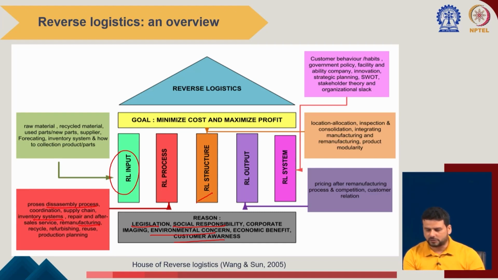Reverse logistics structure: you need to develop again the complete structure, the reverse supply chain, where you will set up your location, and then inspection and consolidation center. You need to integrate your manufacturing units as well, who will be recovering the value of those products and then assembling the final products again, right. So we will ensure the remanufacturing of those products. So this is the reverse logistics structure. Reverse logistics output: you need to price those after remanufacturing, and you need to set up the relationship with the customer. That is the reverse logistics output.